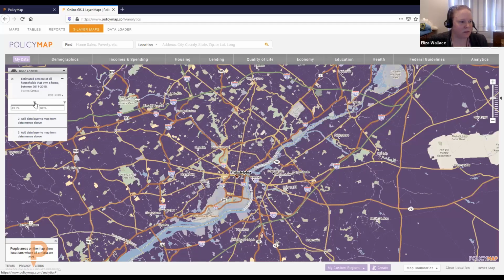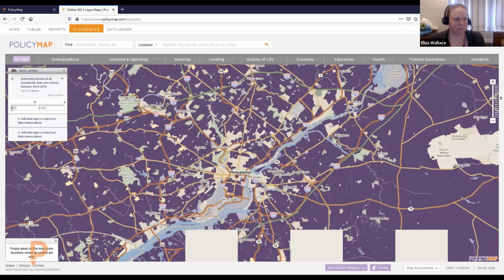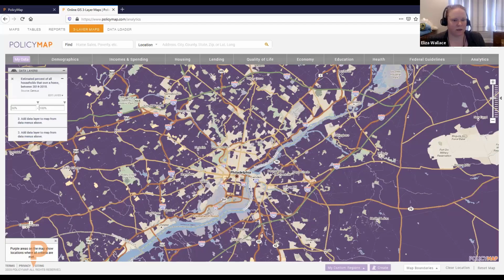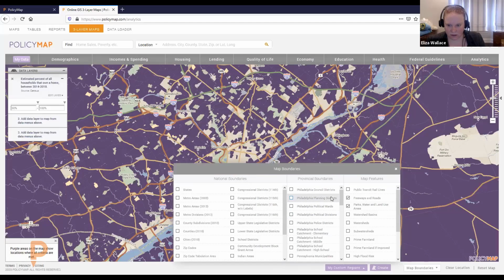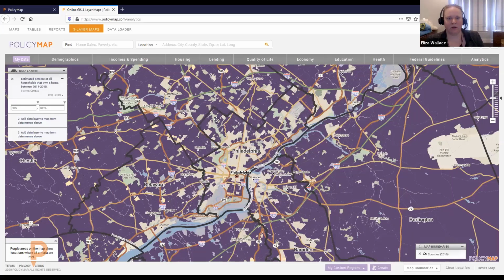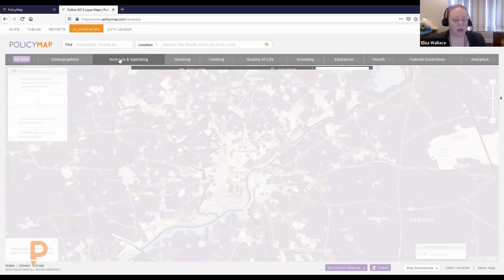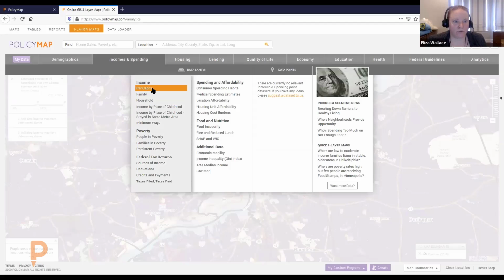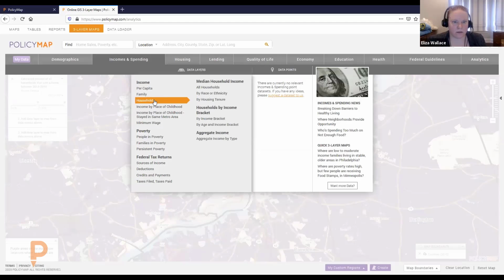But let's see. Let's go up to 50%. So you can see it's a fair amount of the city. I'm going to add the boundaries of the city so you can see. Maybe I'll do counties. Okay, so here you can see the boundary of the city. So you can see a lot of places within the city limits, more than half of households own their home, I should say. And that is true of lower income people as well as higher income people, which I think is really interesting. And that is not true of many cities.